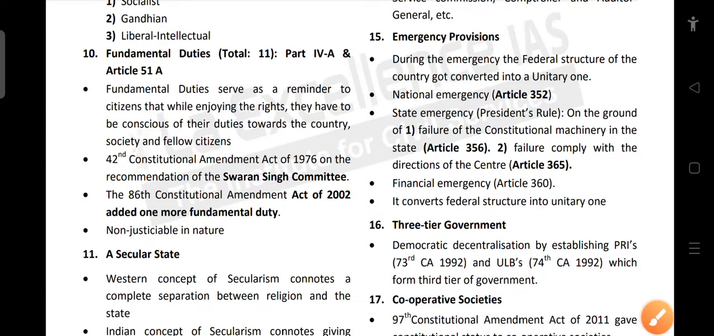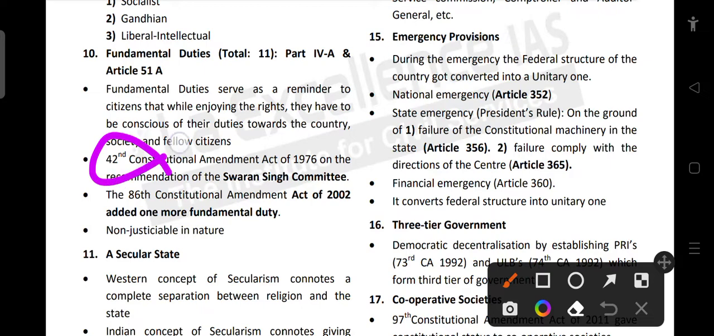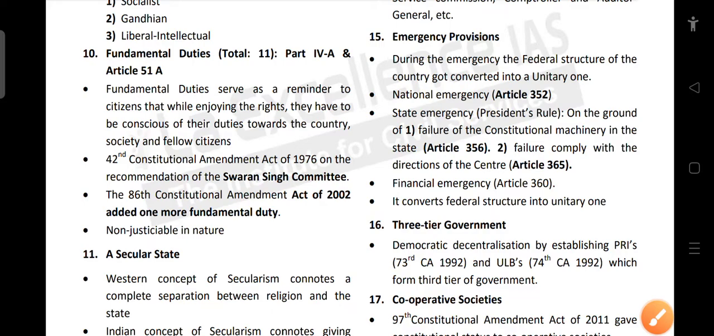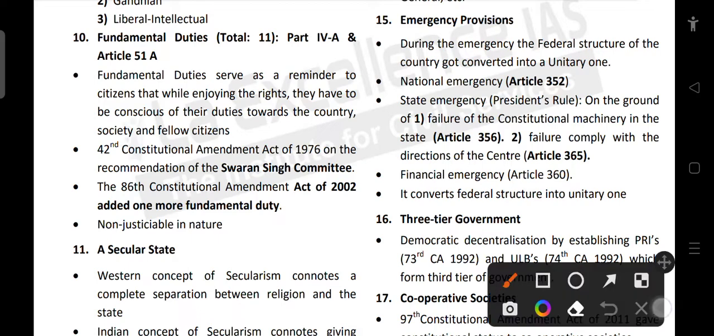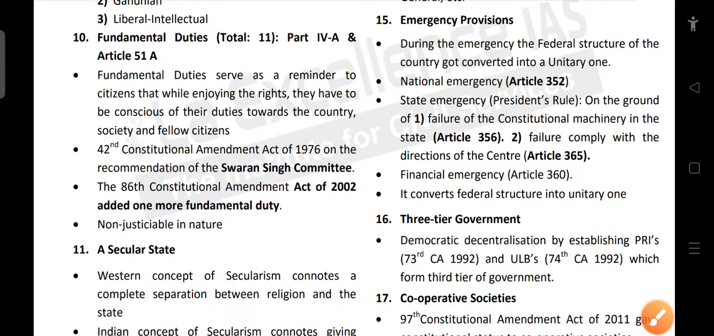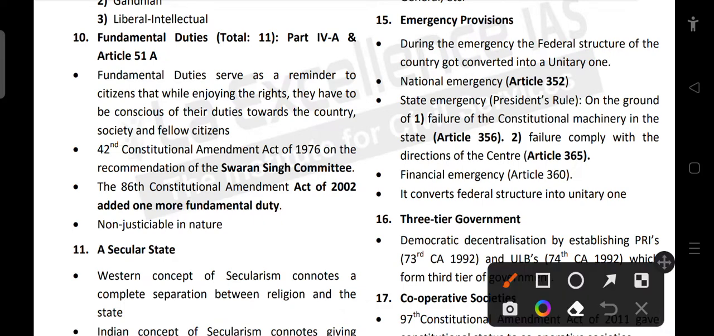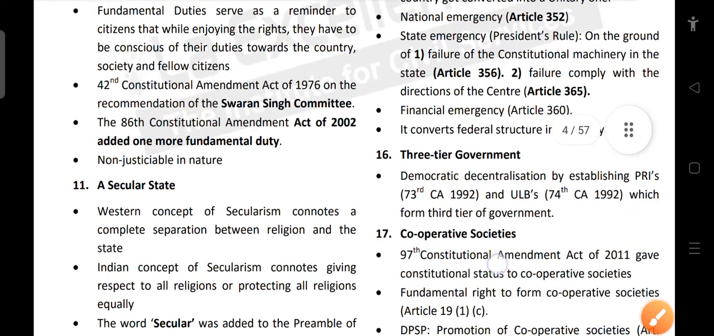society and fellow citizens. The 42nd Constitutional Amendment Act 1976, on the recommendation of the Swaran Singh Committee, added these fundamental duties to our Constitution. At that time 10 fundamental duties were added. The 11th one was added during the 86th Amendment in the year 2002. But the thing is, they are non-justiciable. We cannot go to court seeking that someone is not performing the duty.